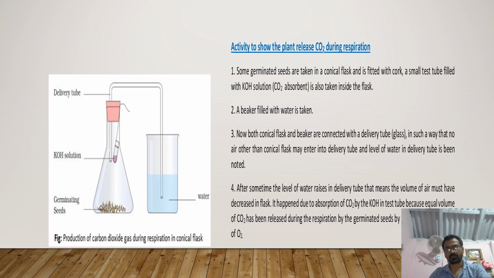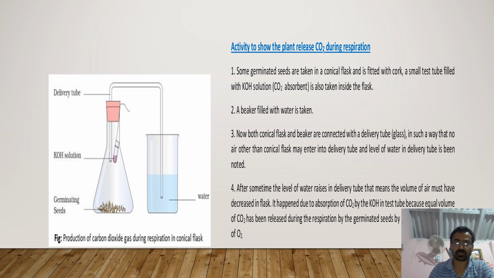We can perform an activity in which we will see that carbon dioxide is released during the respiration process. We can see in the diagram there is a flask, and inside the flask there are some germinated seeds. The flask is totally disconnected from the environment by means of a cork. Outside the flask there is a beaker. So the flask and beaker are connected by a delivery tube.